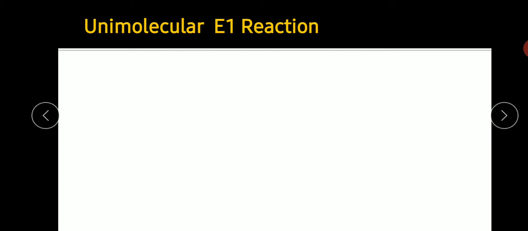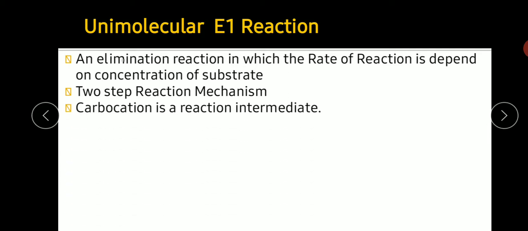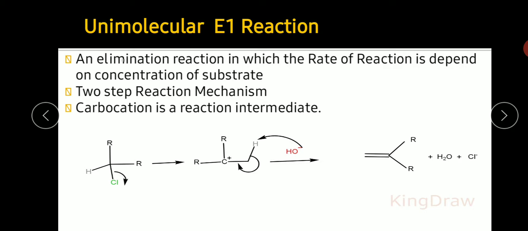Then see the second type of this reaction, the unimolecular E1 reaction. An elimination reaction in which the rate of reaction depends on concentration of substrate. The unimolecular reaction is a two-step reaction mechanism. Carbocation is the reaction intermediate. See the example of unimolecular E1 reaction.